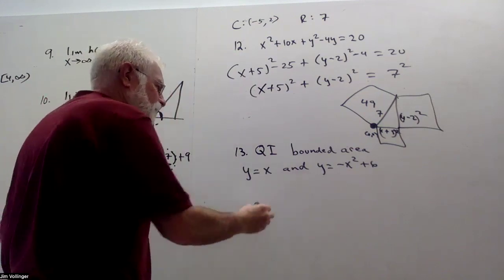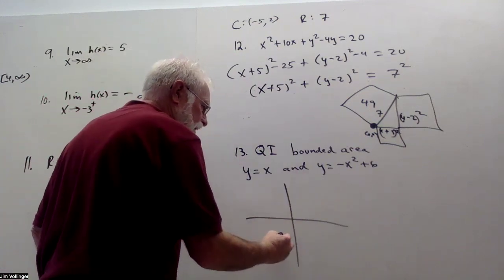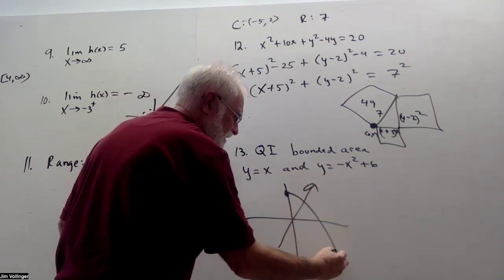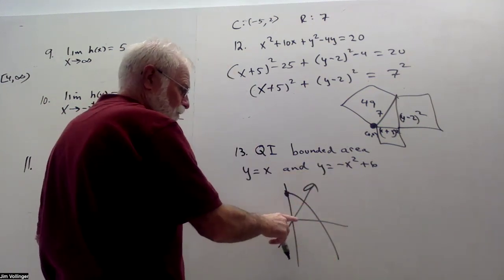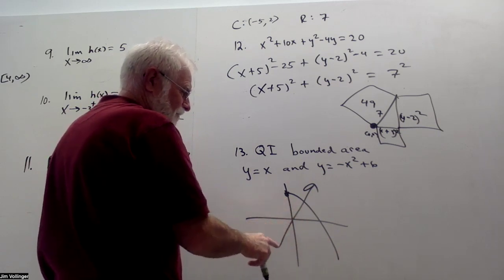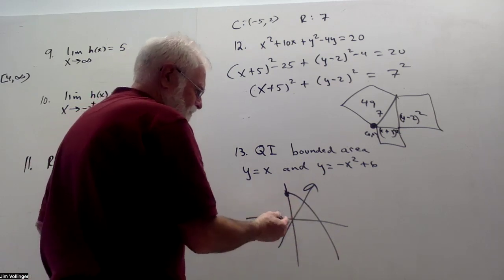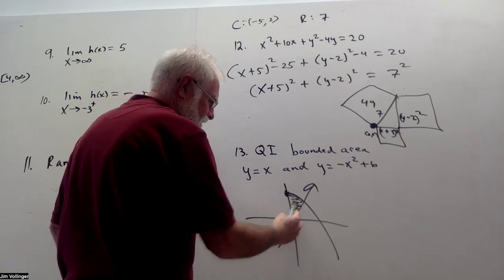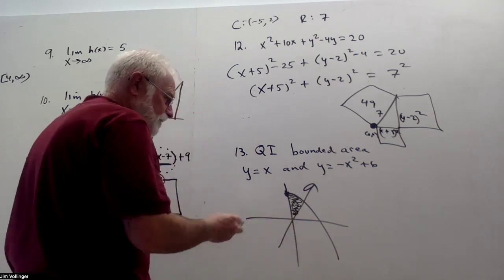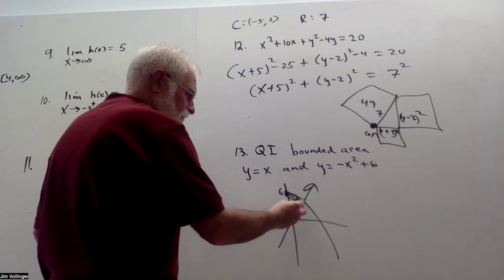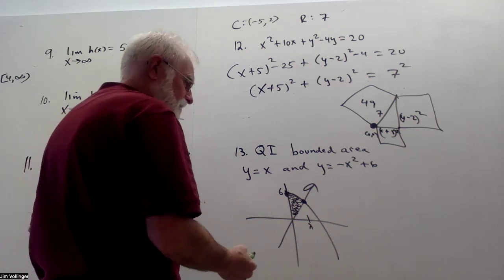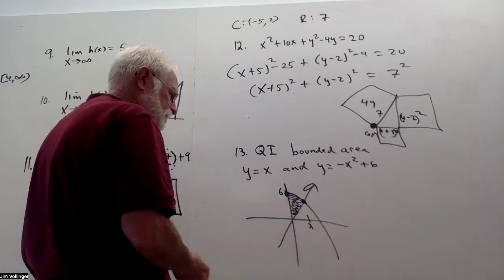Bounded area, approximate bounded area. Well, you got to know how to graph y equals x. You got to know how to graph -x squared plus 6. So it looks like I got two bounded areas, first quadrant, but we'll take this one. Didn't anticipate that. All right, so this is a height of 6. Got to find that point of intersection. Got to find that x value, or we cannot guess at what this area is.